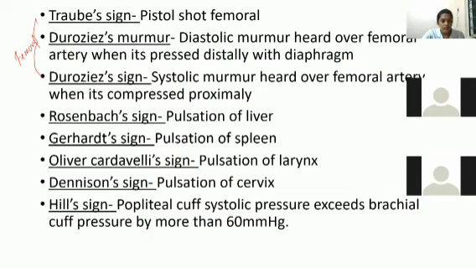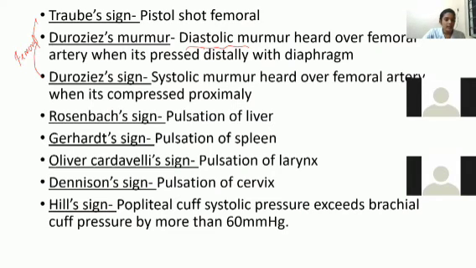Two things are there, Diastolic murmur and Diastolic sign. These two are also seen in the femoral area only. Diastolic murmur means a diastolic murmur heard over the femoral artery when it is pressed distally. If you are pressing distally with the diaphragm of the stethoscope, there will be a diastolic murmur. You already know the difference between diastolic and systolic murmur. So a diastolic murmur can be heard if we are pressing the femoral artery distally with the diaphragm of the stethoscope.